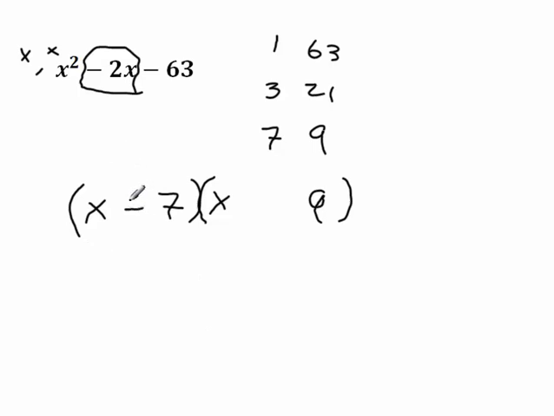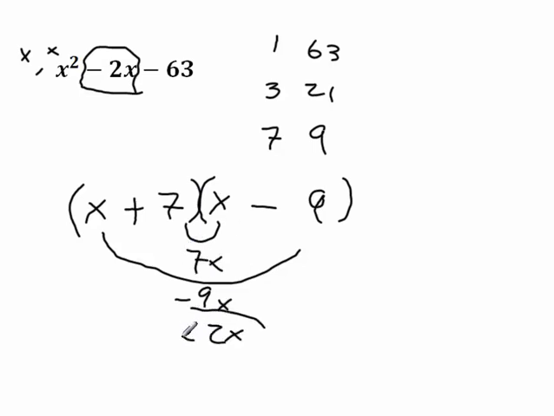And I'm going to try the other way. So I'm going to say this one's positive and this one's negative, and check my outsides. And x times negative 9 is a negative 9x, and a positive 7 and an x is a positive 7x. And when I combine those, I get negative 2x. That's what I was looking for.